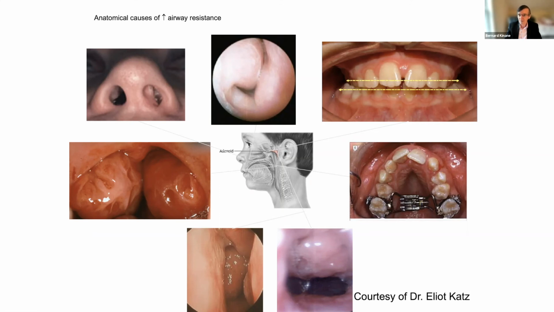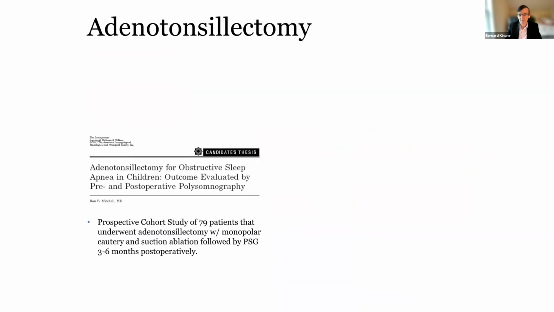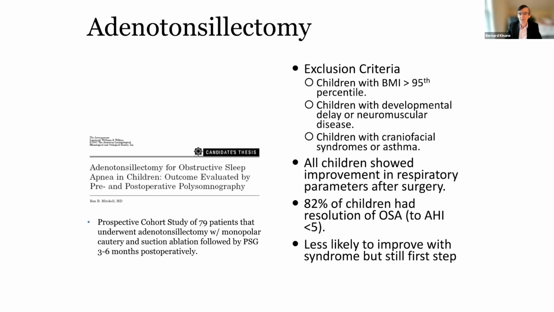Now, if we find obstructive sleep apnea in somebody with Myhre syndrome, the first treatment that we do is an adenotonsillectomy. That means taking out the adenoids or tonsils if they're enlarged. Now, there's this study, which looked at obstructive sleep apnea and looked at the effect of removing the adenoids and tonsils. And 82% of children had a resolution of OSA. And they used criteria of less than 5. So we would say a resolution of moderate, which is an excellent result.